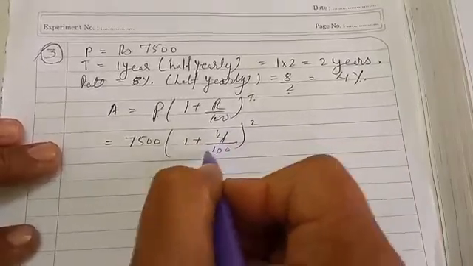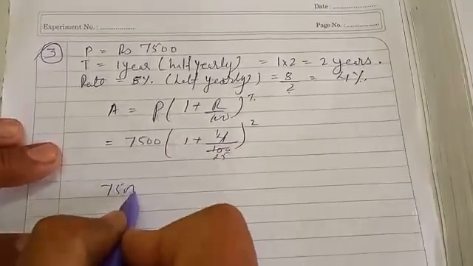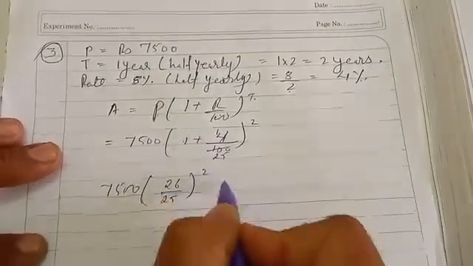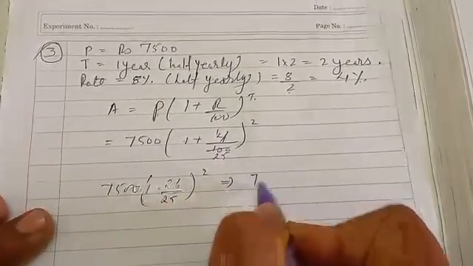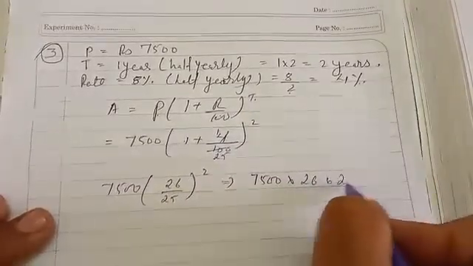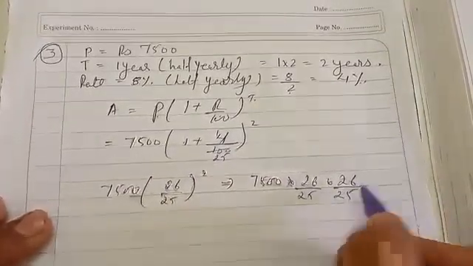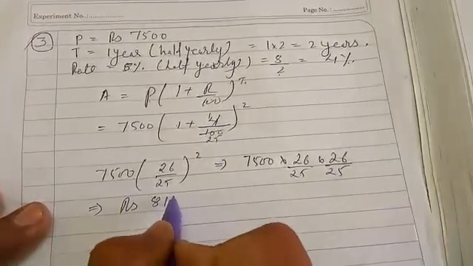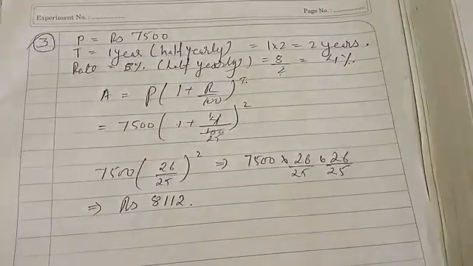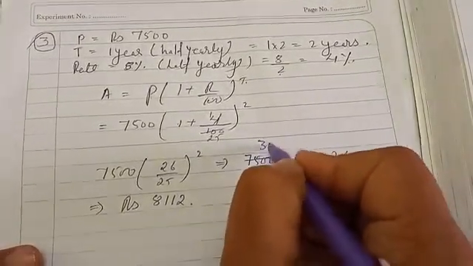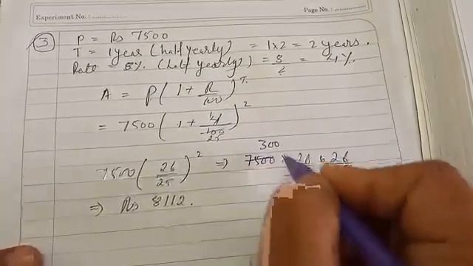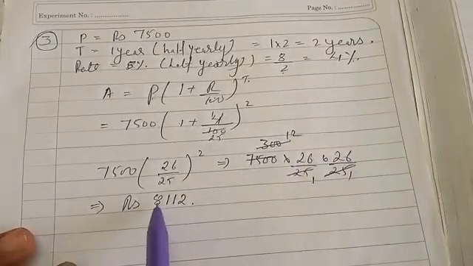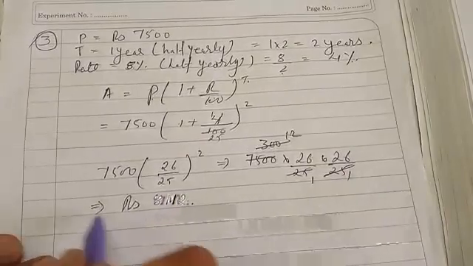Cancel with the table of 4. 4 ones are 4, 4 25s are 100, that is 7,500 into 25 plus 1, 26 upon 25 whole power 2. That means 7,500 into 26 into 26 upon 25 into 25. You cancel it, you will get rupees 8,112. If you cancel, 25 ones are 25, 300s are, then again 25 ones are 25, 12s are, then 26 square you know and multiply with 12, that is 8,112. This is the amount.